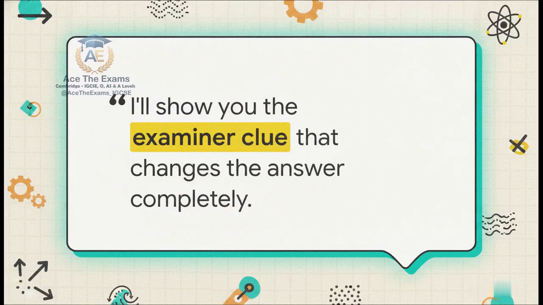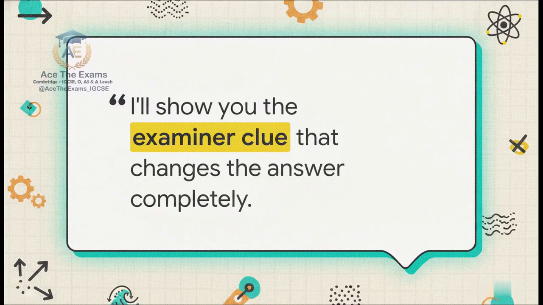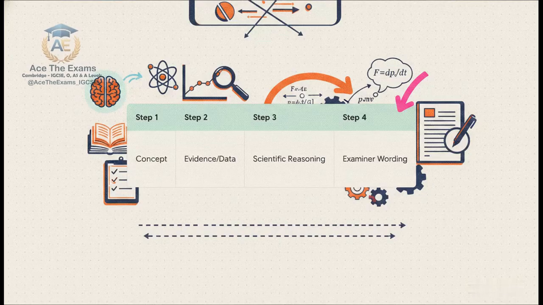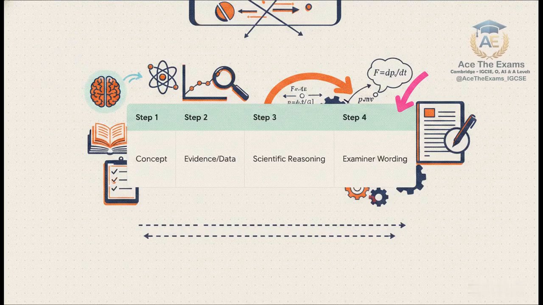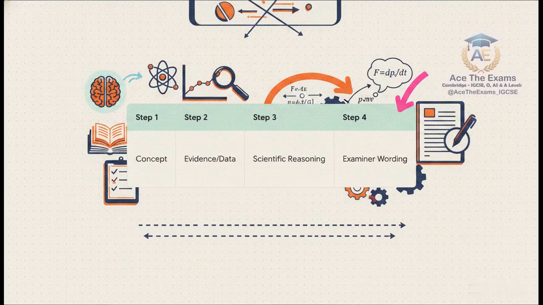In a moment, I'll show you the examiner clue that changes the answer completely. But first, you need the framework that makes that clue obvious. You see, to make these physical clues actually stand out in a messy, complex scenario, you have to understand how the assessment is built from the ground up. And this brilliantly illustrates the ultimate answer pipeline required for top marks. It's a 4-step evolution. First, you identify the core physical concept, like conservation of momentum.